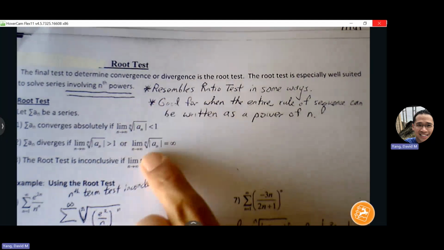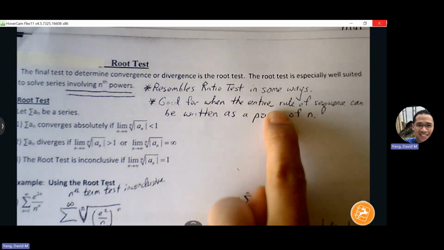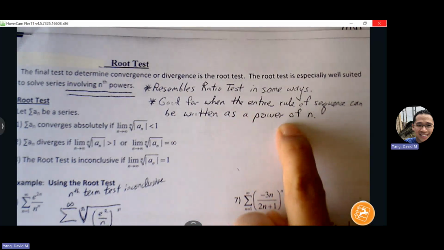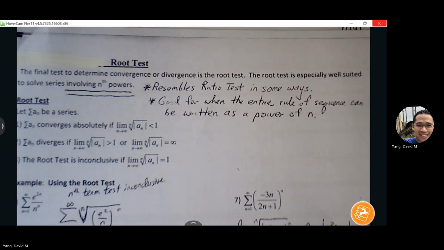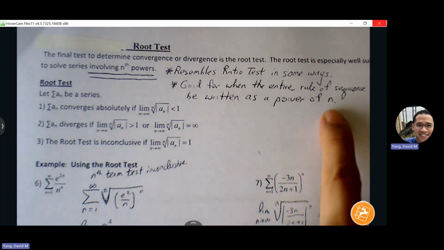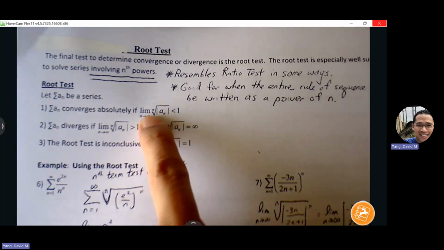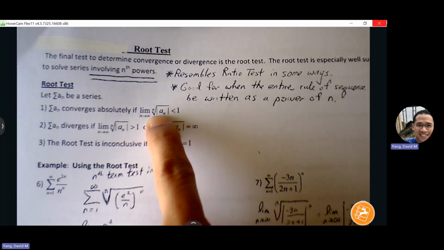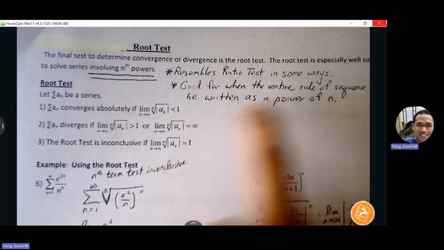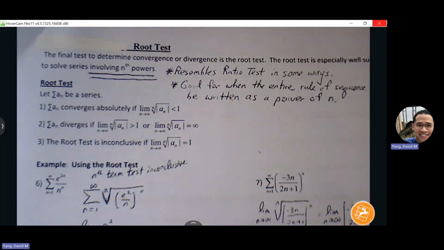So it resembles ratio test in some ways. This is really good for when the entire rule of the sequence can be written as a power of n. If I can rewrite the entire rule of the sequence and raise everything up to the power of n, then it's a really good fit for root test. So if everything is raised to the power of n, we can take the limit as n approaches infinity and take the nth root of that expression. It'll wipe out the nth power, and we're just looking at what's inside the parentheses.